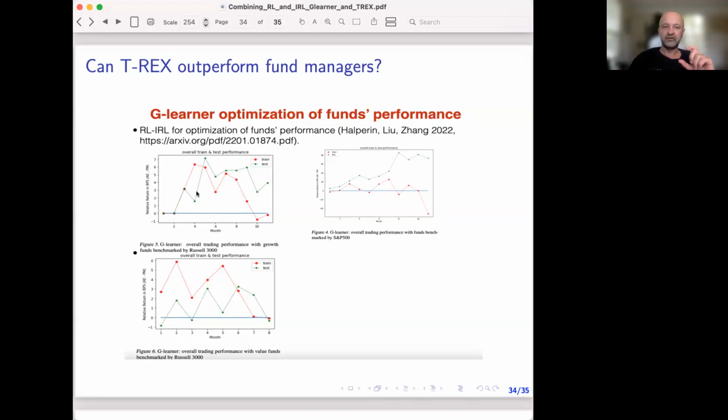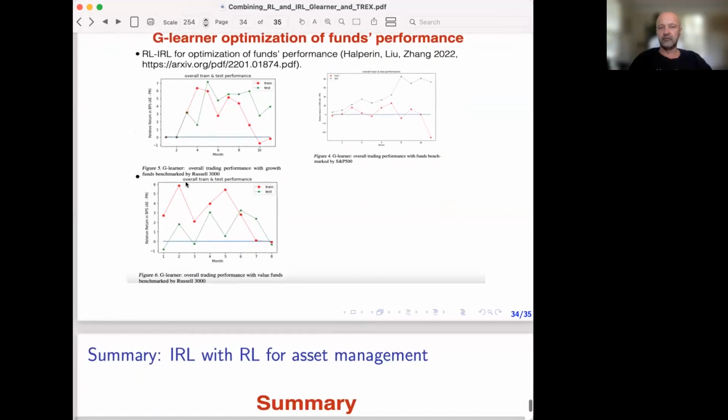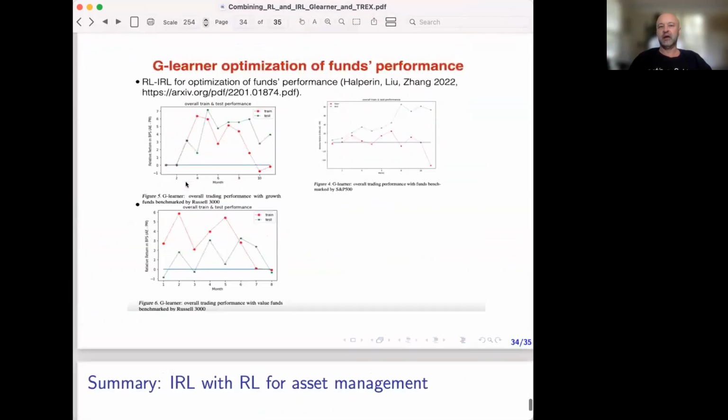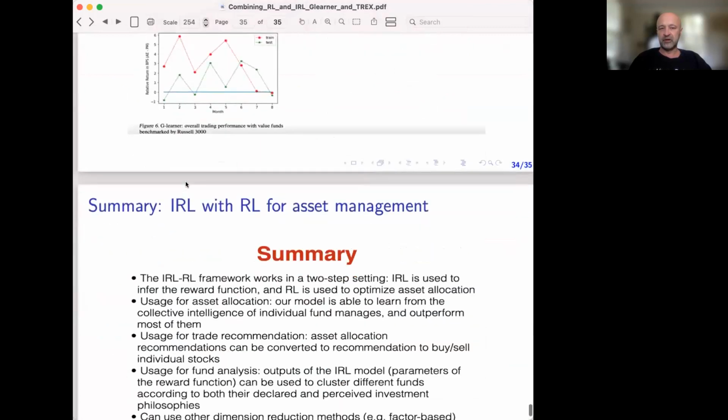The most important fact is that, remember this is overperformance, so as long as this curve stands in the positive domain, it means that we are good, we overperform, at least on average. And this is indeed what we see here for most of these groups of funds, which is an encouraging sign.